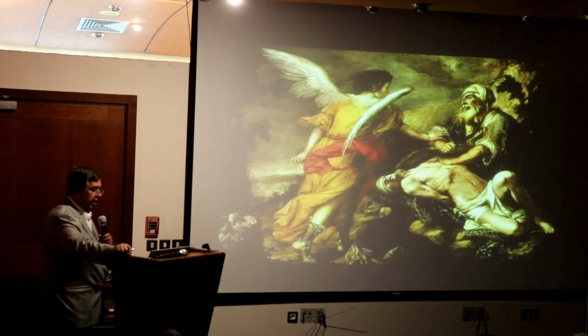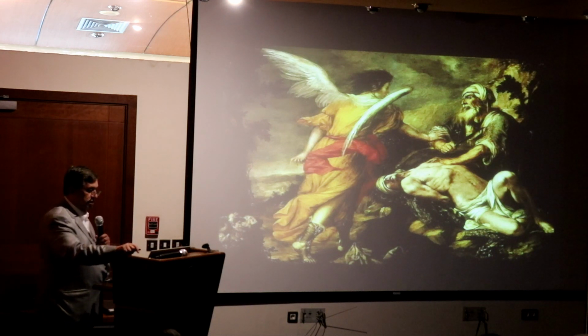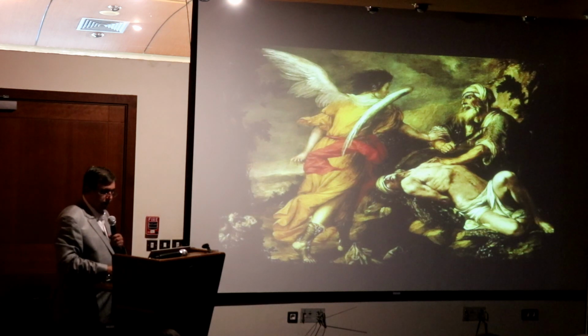You may wonder why I put this dark drop slide. I'll explain that later, but basically this is Ibrahim trying to slaughter his son Isaac according to the religion story. Half a smile? Yes, that's right.